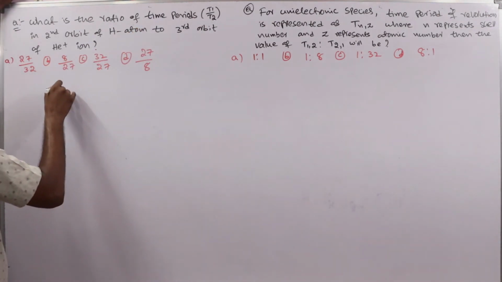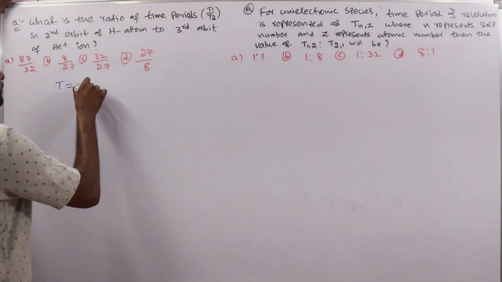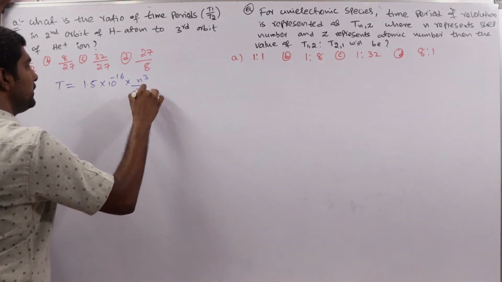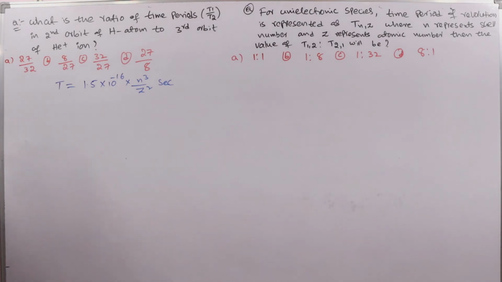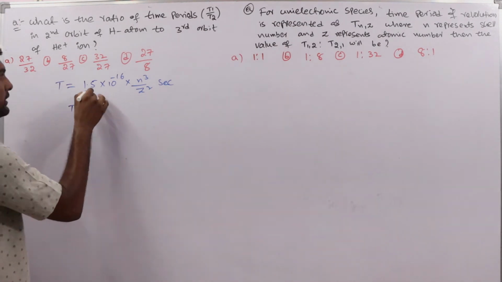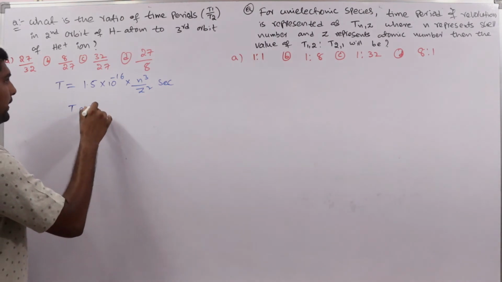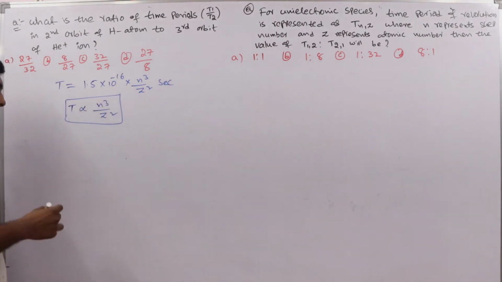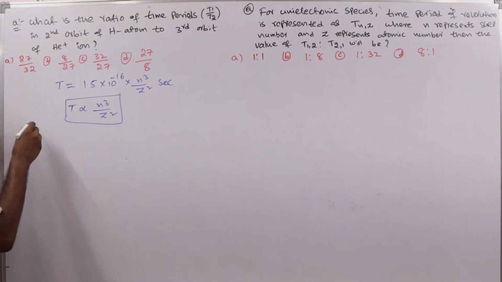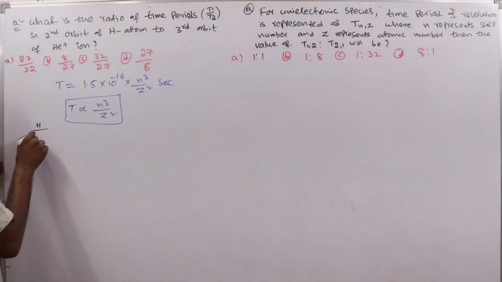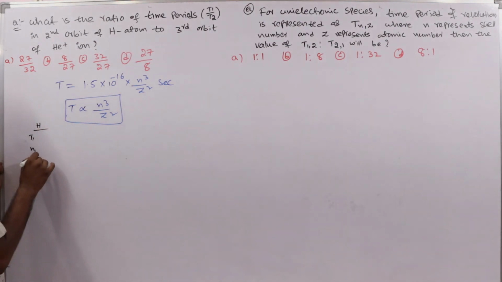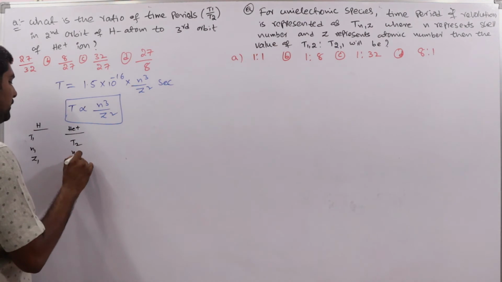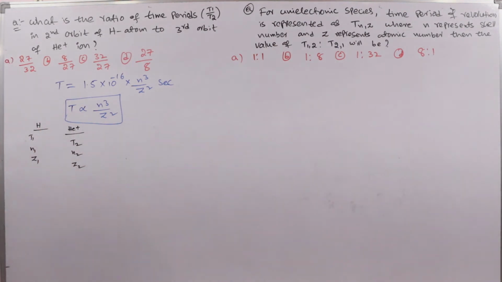What is the formula? Time period of revolution T equal to 1.5 into 10 power minus 16 into n cube by Z square seconds. Okay, so this is the relation. From this we can write, this is a constant number, so that's why T proportional to n cube by Z square, we can take this relation. Okay, so here let us assume for hydrogen we will consider T1, N1 and Z1. For helium plus we consider T2, N2, Z2. For our simplicity we are considering like this.